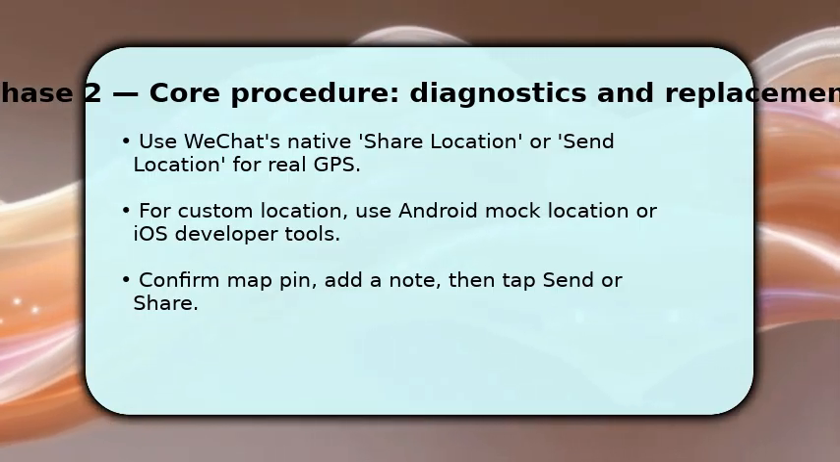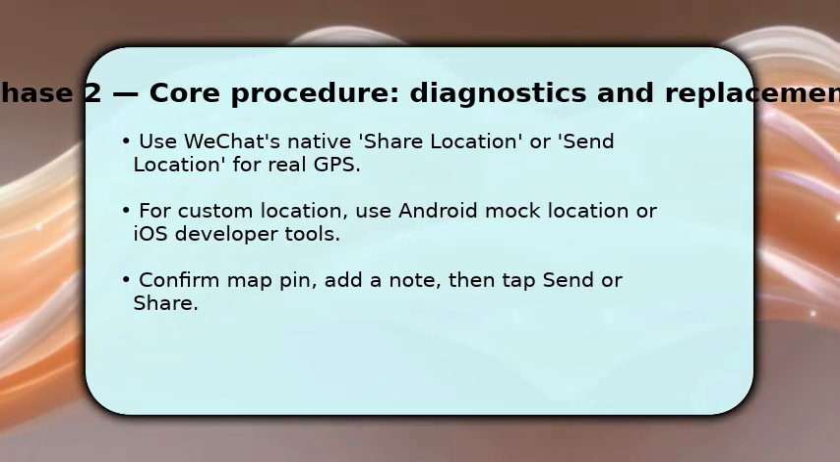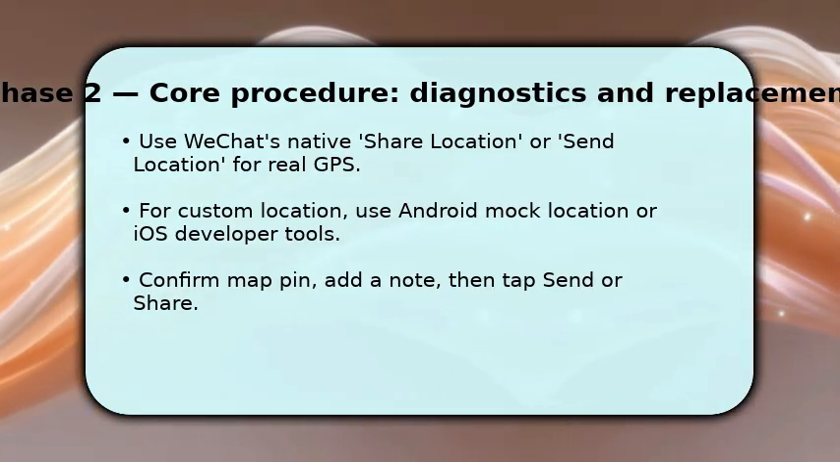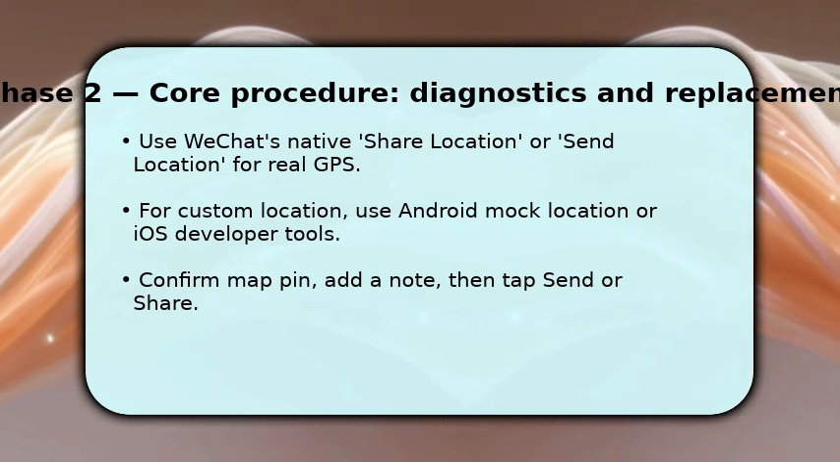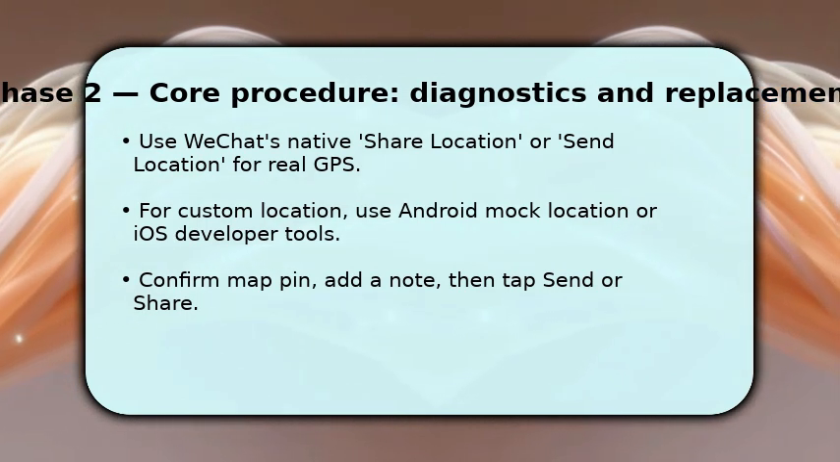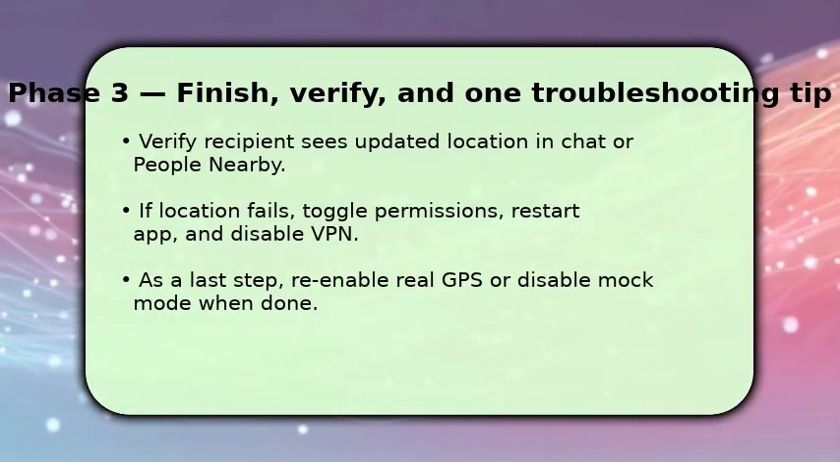Once the device reports the fake position, return to WeChat, place the marker precisely, and include a short note if needed. Then tap Send. This is why system-level mocking is necessary to change what WeChat sees. Finish by confirming the location message appears for your contact or in People Nearby.